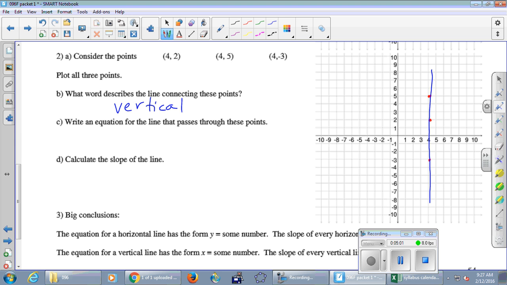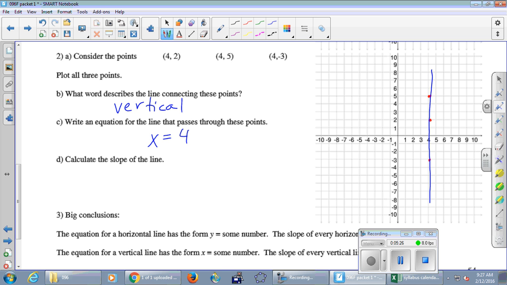All right, let's write an equation. Forget mx plus b, forget y minus y1. Just look at the three sets of numbers. What do they have in common? Which value is 4? X. X equals 4 is the equation of that line. And every point on that blue line satisfies the condition that x is equal to 4.